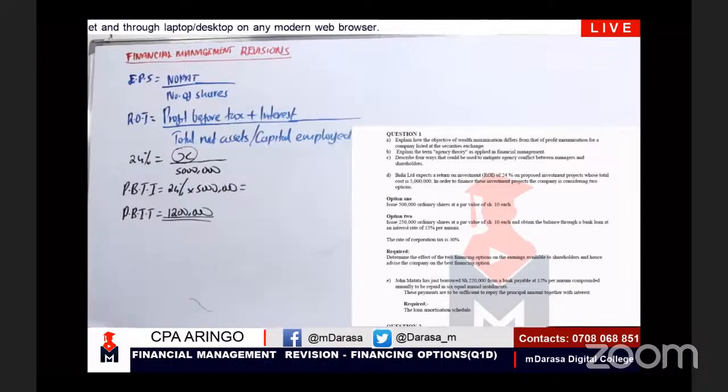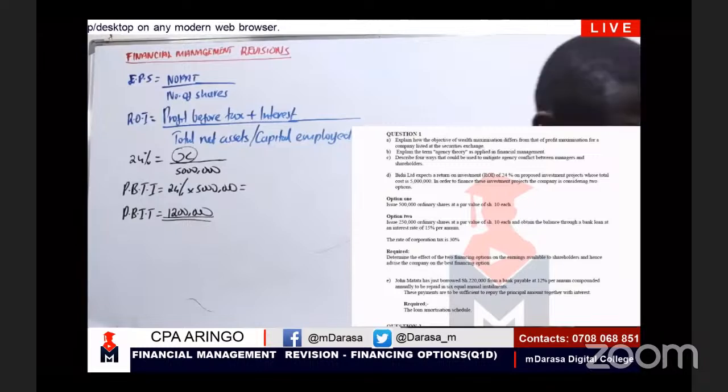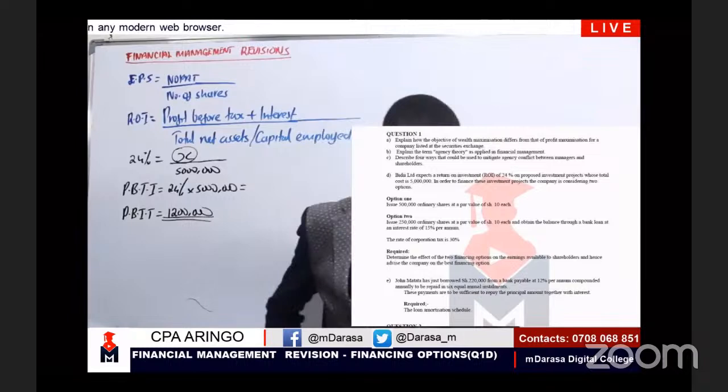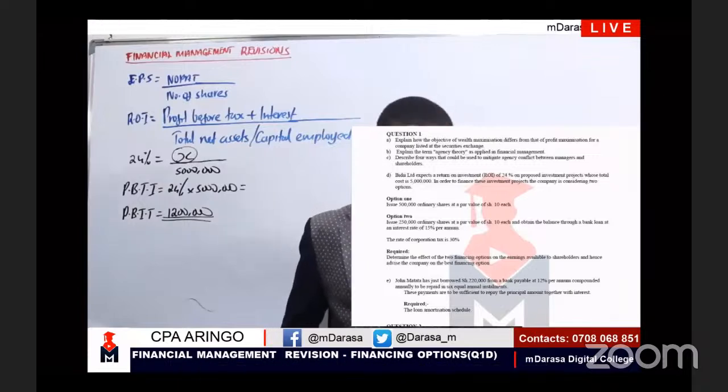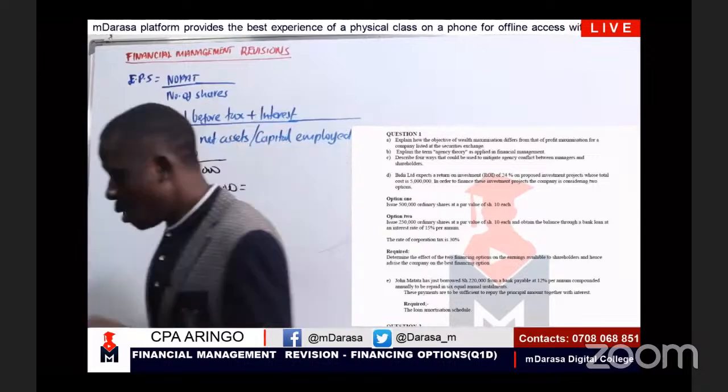Once we have determined that, let us proceed and see the proposed investment plan that we had. So alternative one, we issue 500,000 ordinary shares at a par value of 10. That should give us 5 million, the one that I'm expecting to have, right? Then the other case, we issue 250,000 ordinary shares at a par value of 10. Then we obtain the balance through a bank loan at an interest rate of 15% per annum.